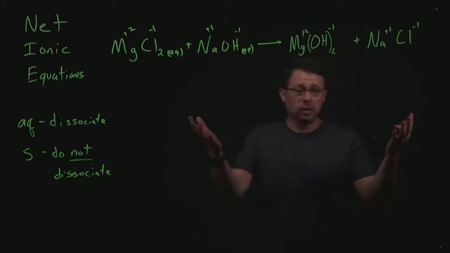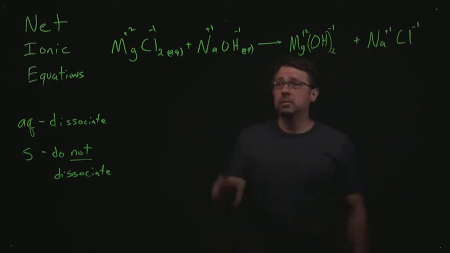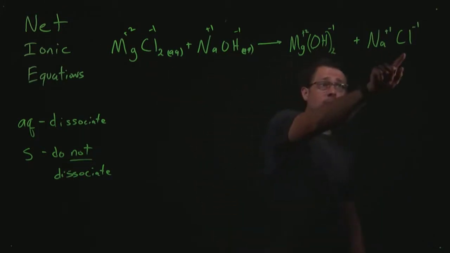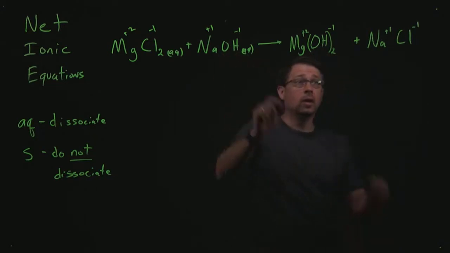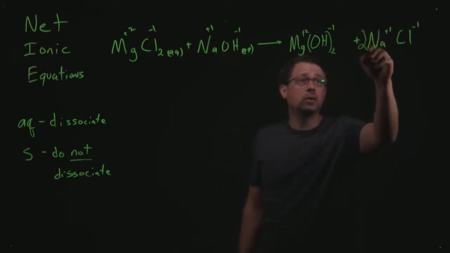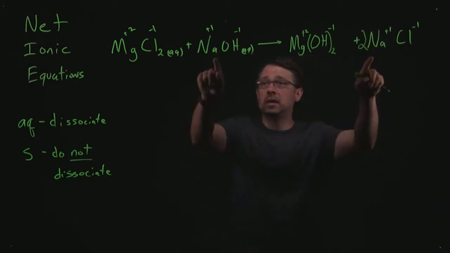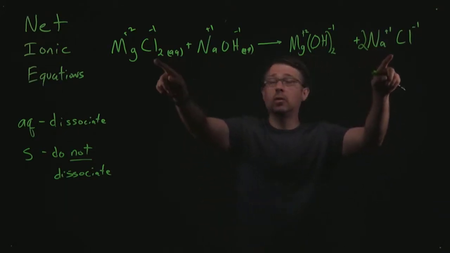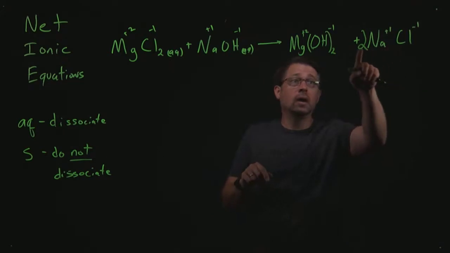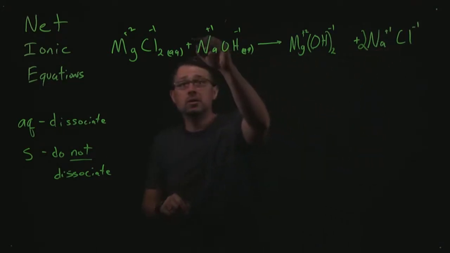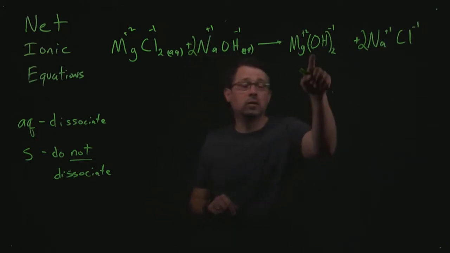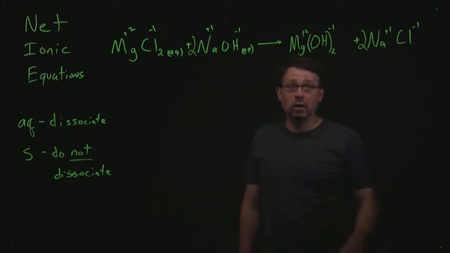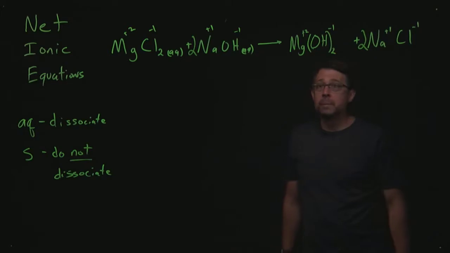Now, this isn't a balanced double displacement equation because I have 2 chlorines, I only have 1. I have 2 OHs and I only have 1 here. So I can fix that by putting a 2 in front of this, and that takes care of the fact that I have 2 chlorines. Now I have 2 chlorines. I have 2 sodiums, so I'm going to need a 2 in front of here to give me my 2 sodiums, and that gives me the 2 hydroxides I need for the magnesium hydroxide.